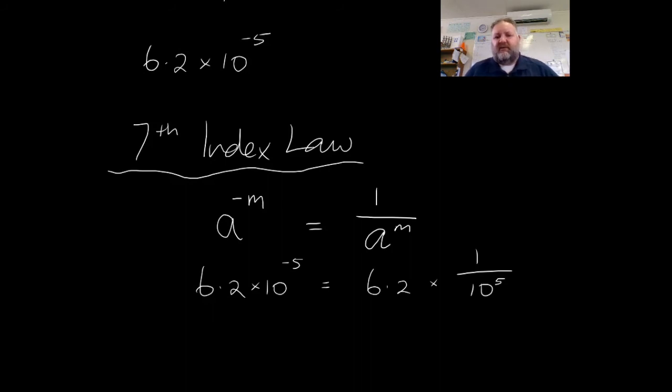So when you're dealing with these negative indices, they're pretty easy to understand. You just need to understand this 7th index law so that if you end up with a number written in this form, you can actually write it back into this form over here. Okay, so if we were going to divide something like this by another number, then we can just use our index laws and it'll be okay.